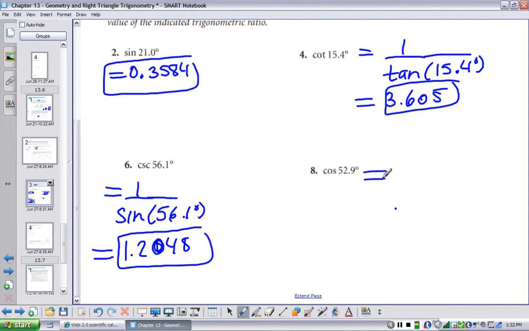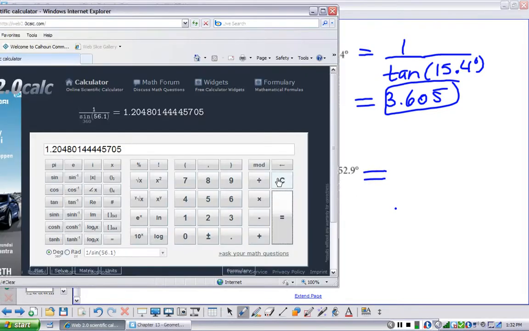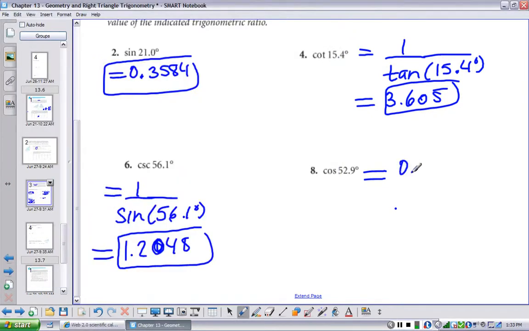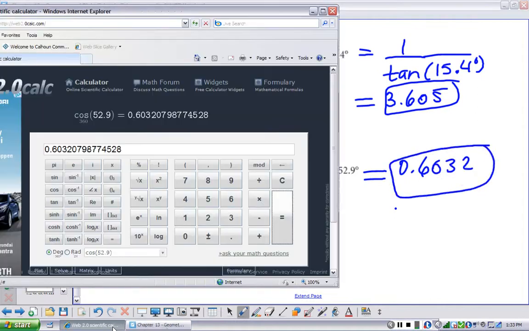And then we look at cosine of 52.9 degrees. Let's clear it out. Hit cosine of 52. Let's clear that. We hit the wrong button. Cosine of 52.9 degrees, close parentheses, equals. It is 0.6032.